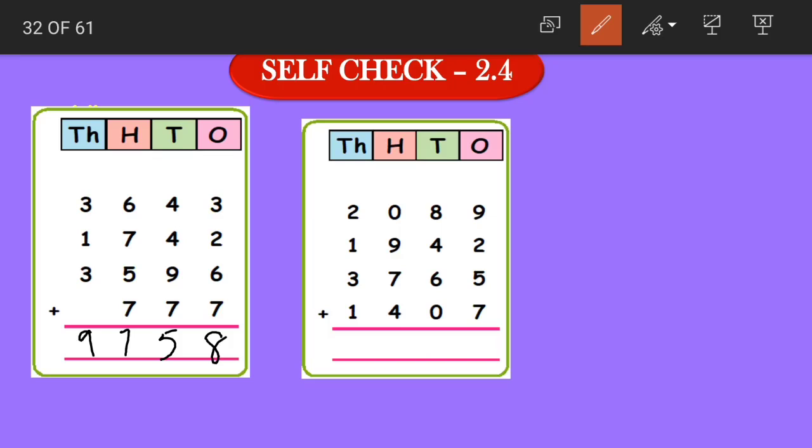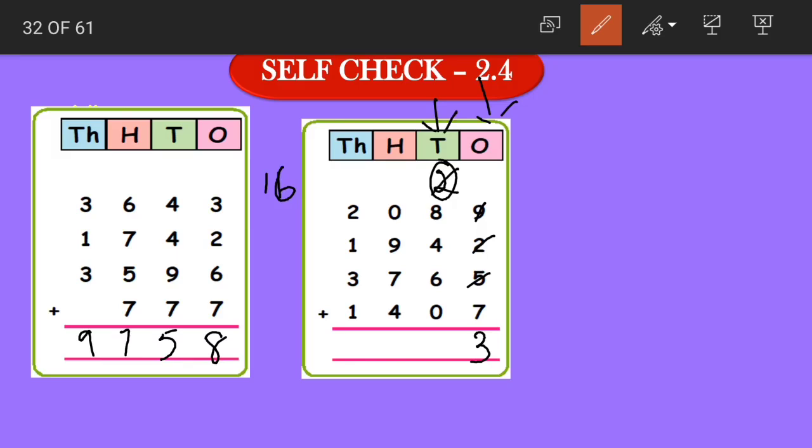9758 is the answer. Yes. Now moving on to the second question. In the ones place we have 9 plus 2, 11. 11 plus 5, 16. 16 plus 7 gives us 23. So 3 here and 2 carried.